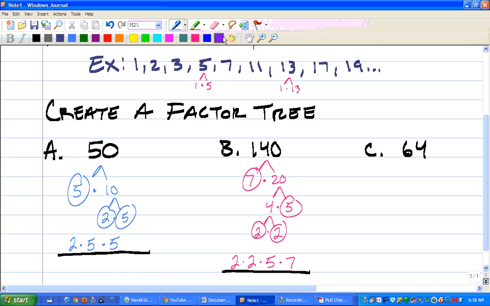Now, how am I writing my answers? All of my answers are written from lowest to highest. Okay, that's how we write it.